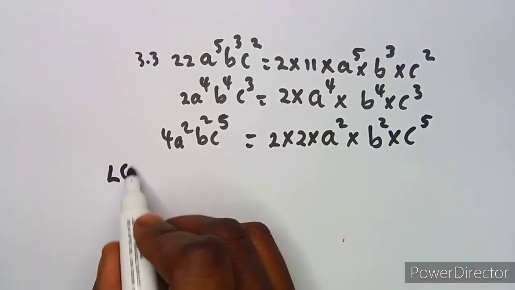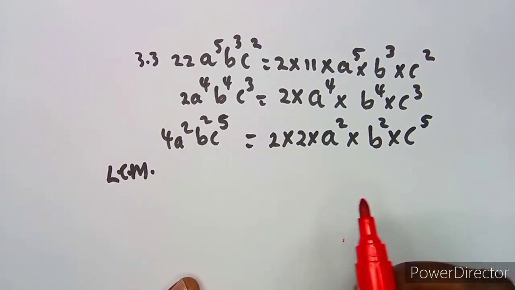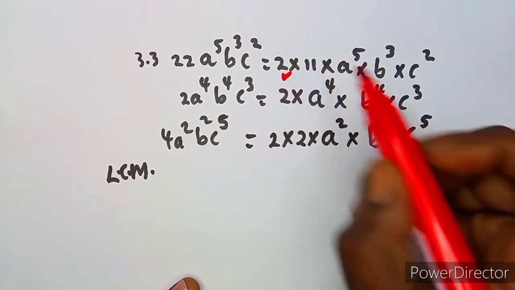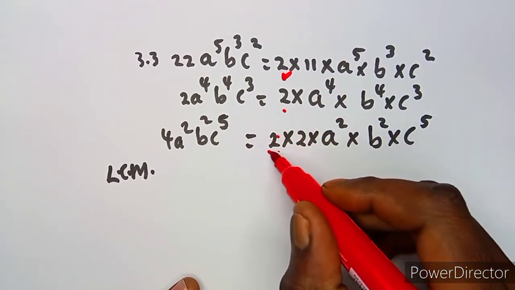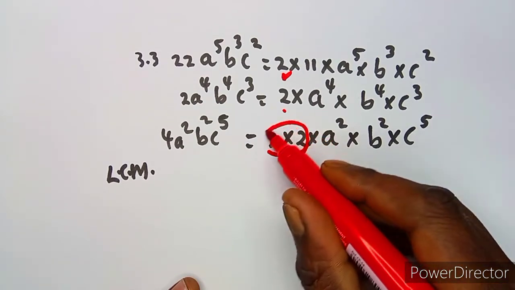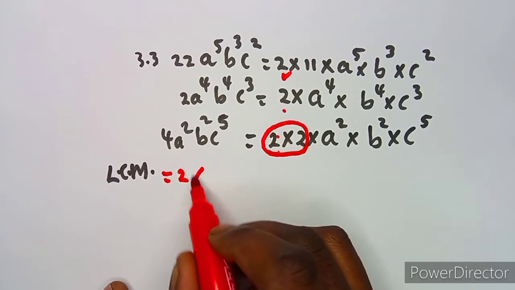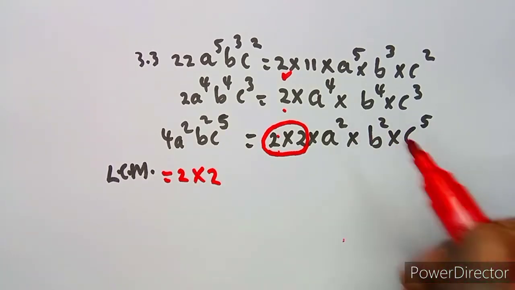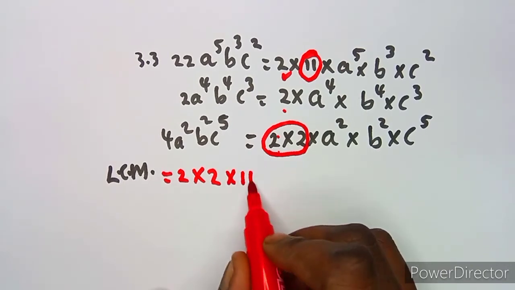So let's start with the LCM, which is the lowest common multiple. Remember, I always say that you take every term that is present. You've got 2, which is common, so you don't repeat it, but you take the others where there are many. So our LCM is going to be 2 times 2. 11 is also present, so you take 11 also.